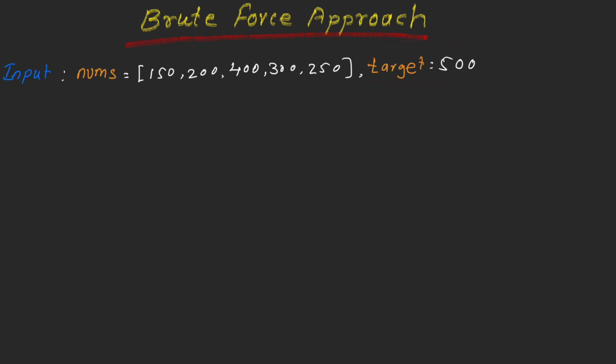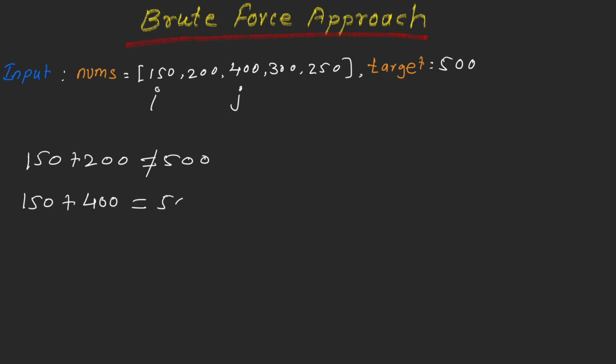Let's visualize this with our example. Here is the input, two parameters, an integer array called nums and integer target. To check all possible pairs, we will use two nested loops. The outer loop starts with i set to 0 and inner loop starts with j set to i plus 1. So first pair is 150, 200. Is 150 plus 200 equal to 500? No. Let's increment j and check with the next pair.